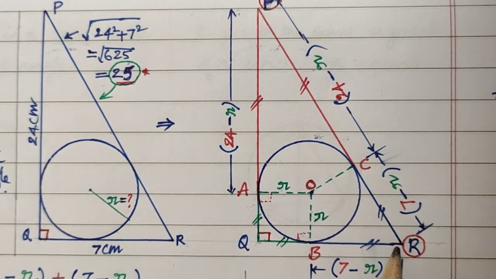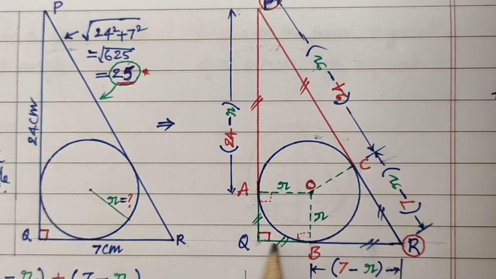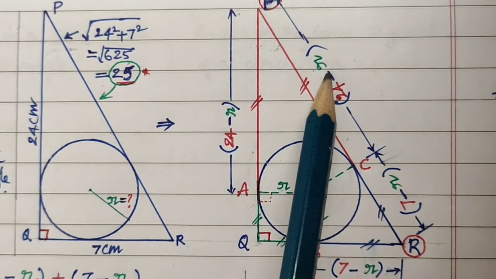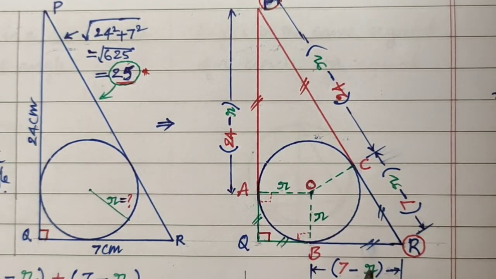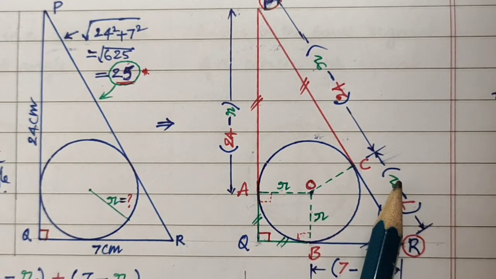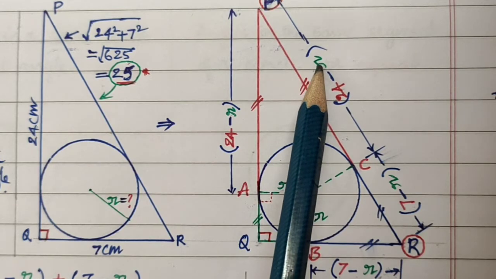Here, they have given this as 7 centimeters. Therefore, this part is equal to 7 centimeters minus this, which is 7 minus R. We found this one because these two are equal, that is going to be 24 minus R, and this is equal to BR, which is 7 minus R. We know from the tangent properties that this tangent is equal to this tangent. Therefore, PR is equal to 7 minus R plus 24 minus R.